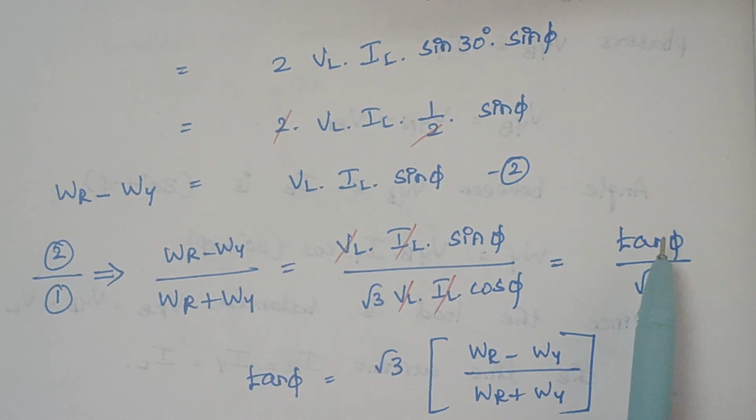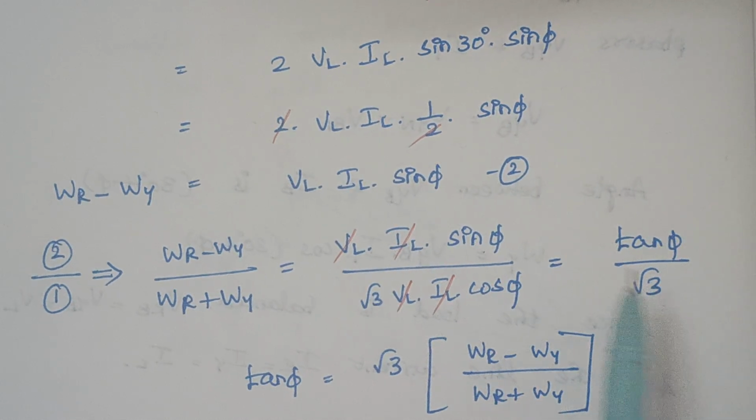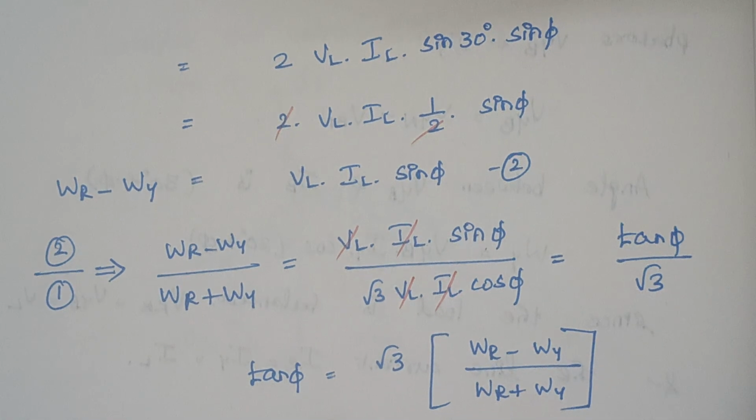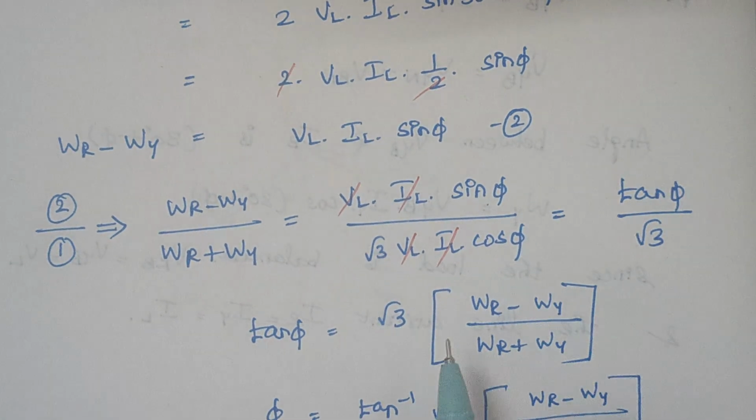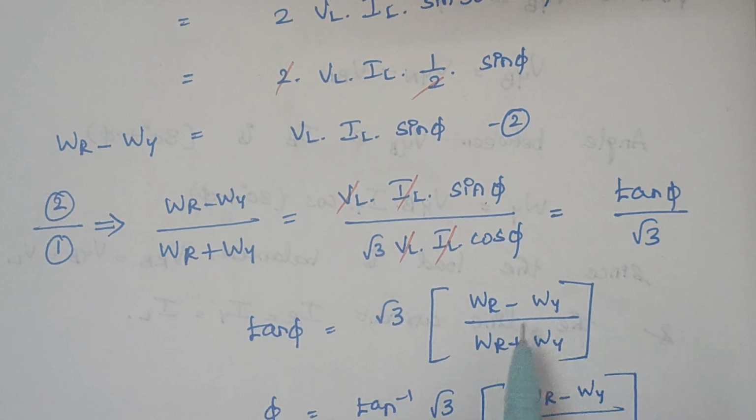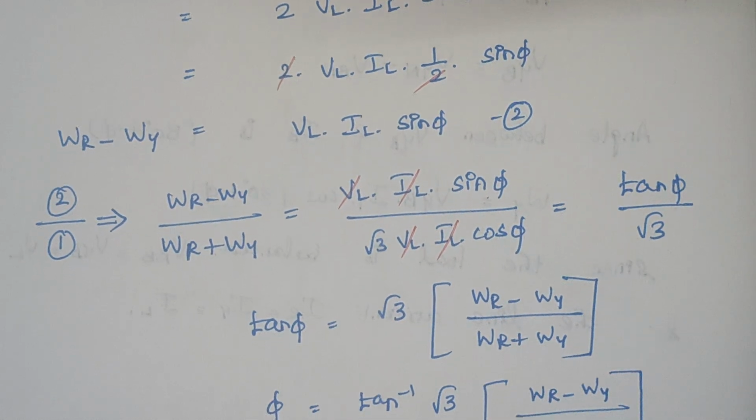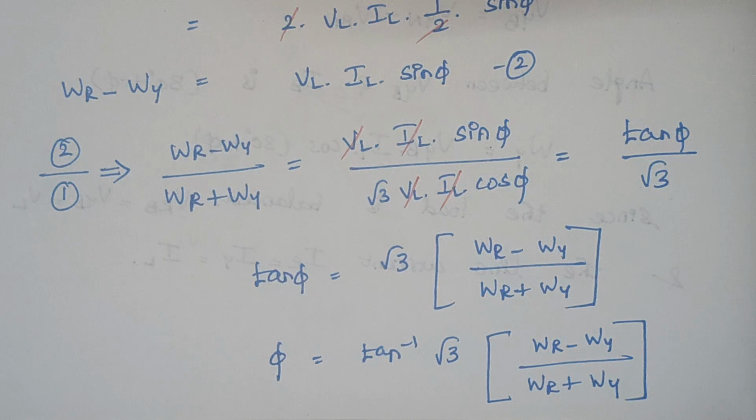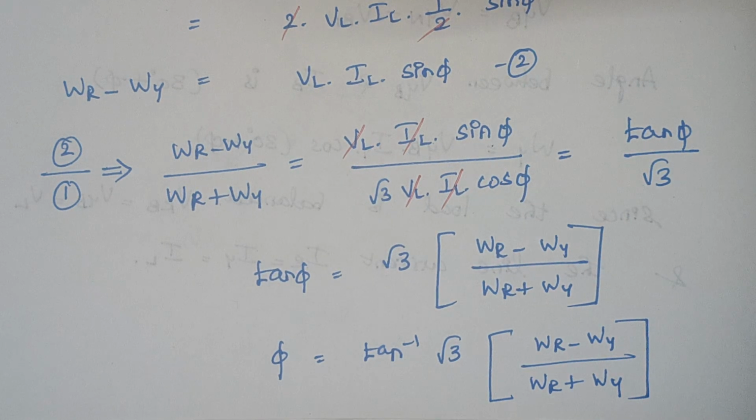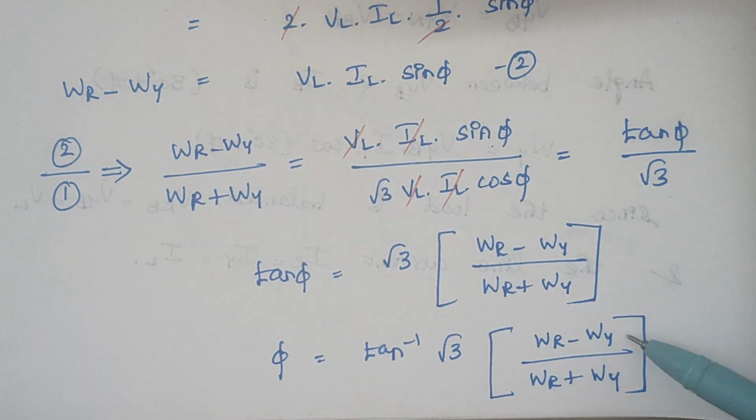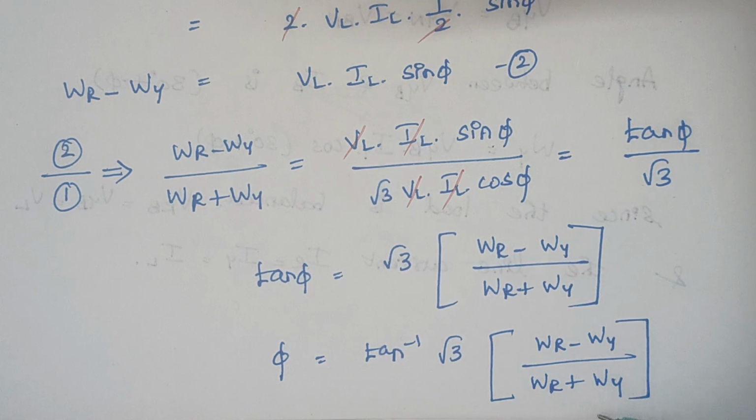So tan phi is nothing but, we have to move this root 3 to the left hand side. So tan phi is equal to root 3 into WR minus WY divided by WR plus WY. And finally the value of phi is tan inverse of root 3 into WR minus WY divided by WR plus WY. Once we know the value of phi, what about the power factor? It is nothing but cos phi. So we can easily find the power factor.